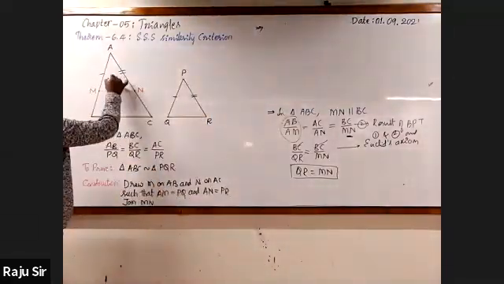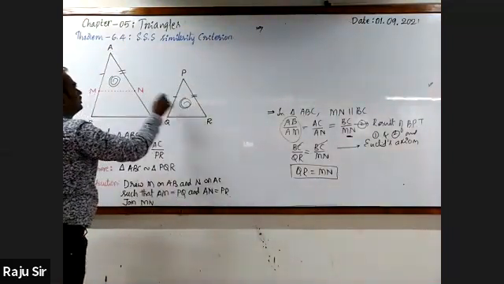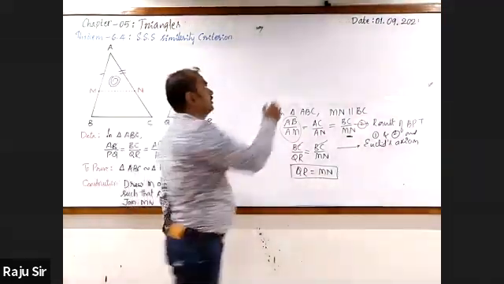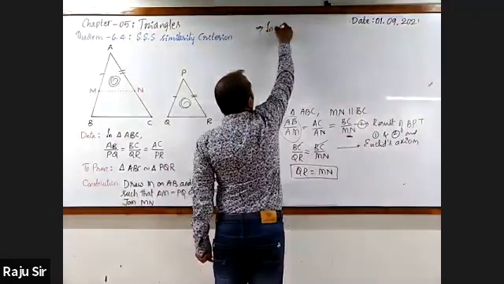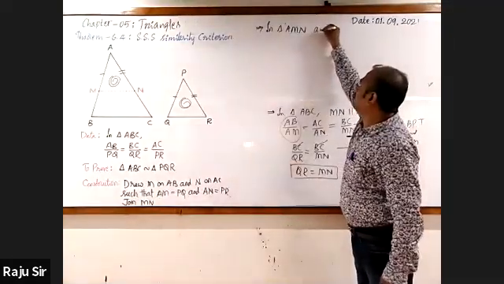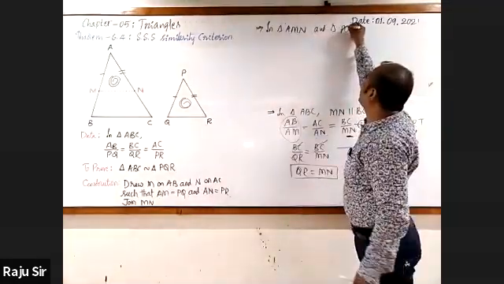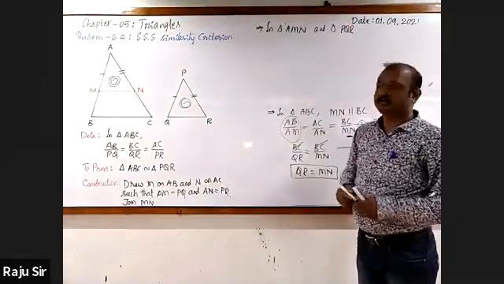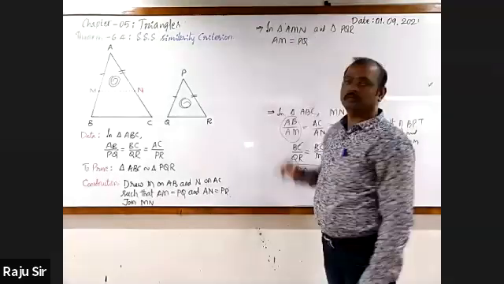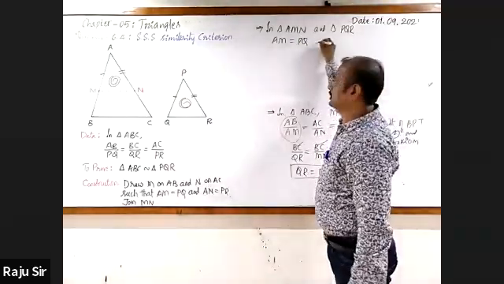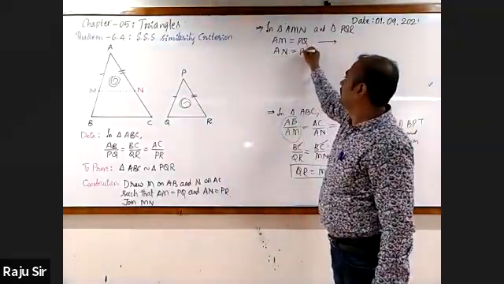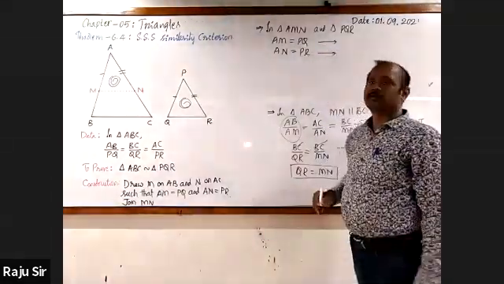Now we have to take two triangles, AMN and PQR. Please go on and write. In triangle AMN and triangle PQR, AM equals PQ, reason: construction. Then AN equals PR, reason: construction.